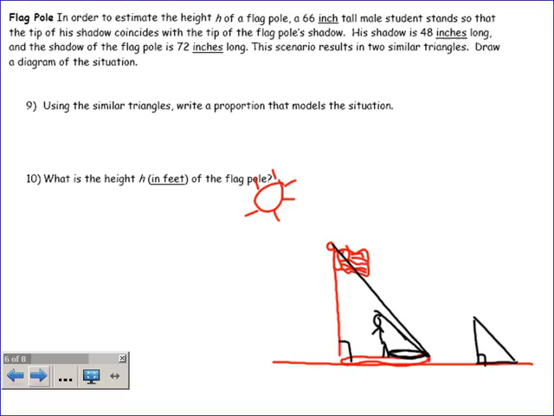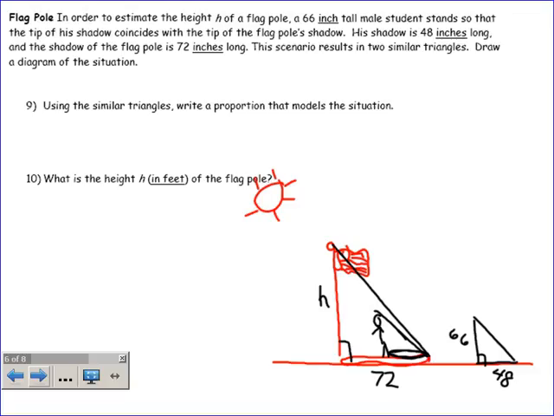What we know is everything in inches. This person over here, he's 66 inches tall. His shadow is 48. Yeah, these numbers are all over the place. We know this shadow over here is 72, and we don't know the height of the flagpole. Okay, does this make sense how to set this up?